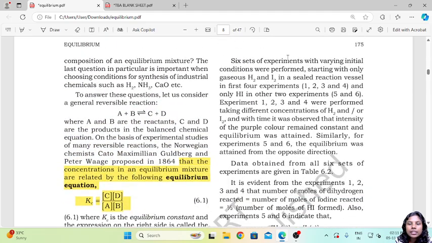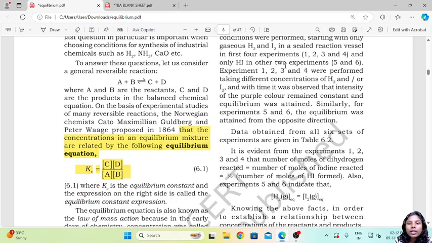Now 6 sets of experiments with varying initial conditions were performed, starting with only gaseous H2 and I2 in a sealed reaction vessel in the first 4 experiments, and only HI in the other 2 experiments. In the first 4 reactions in the sealed vessel, they took H2 gas and iodine gas I2. In the other 2, that is 5 and 6, they took only hydrogen iodide.